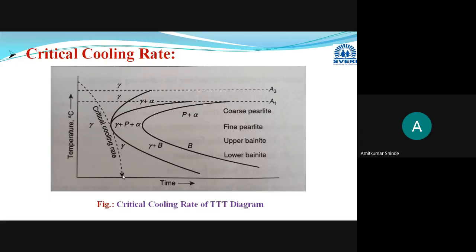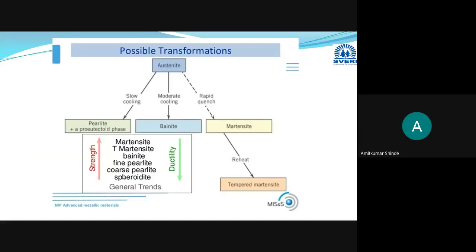In this lecture we have studied the transformation products of austenite. Three transformation products are there. Austenite may get transformed to pearlite, bainite, or martensite depending on the cooling rate used. If we use a slow cooling rate, we will end up with pearlite. With a moderate cooling rate, we will end up with bainite. And with a faster cooling rate, we will end up with martensite. Martensite has the highest hardness, then bainite, then pearlite, and austenite is the softer phase.